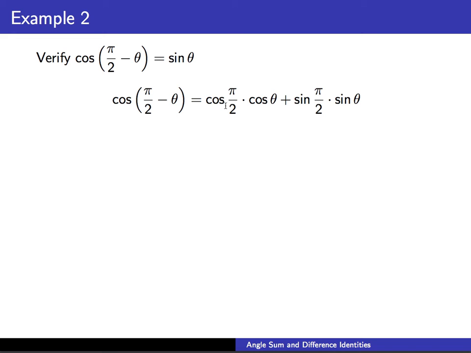Now, cosine of pi over 2 and sine of pi over 2, we have exact values for. So cosine of pi over 2 is 0, so we have 0 times the cosine of theta. Sine of pi over 2 is 1, so we have 1 times sine of theta. And then 0 times cosine of theta is going to be 0, and add that to sine of theta, we get sine theta.